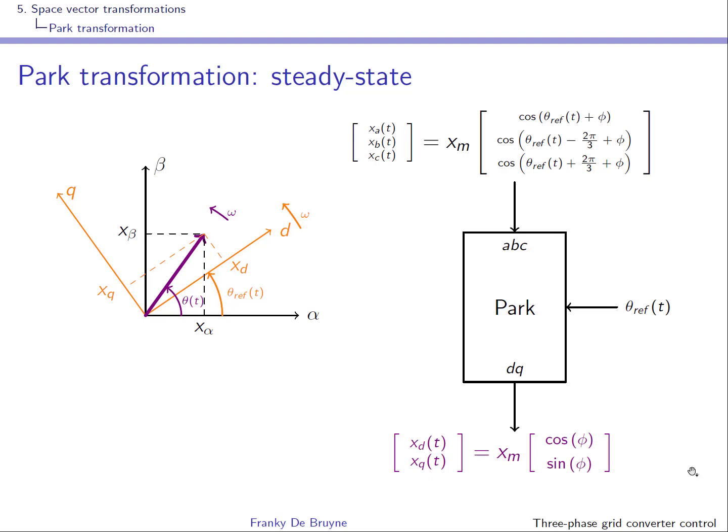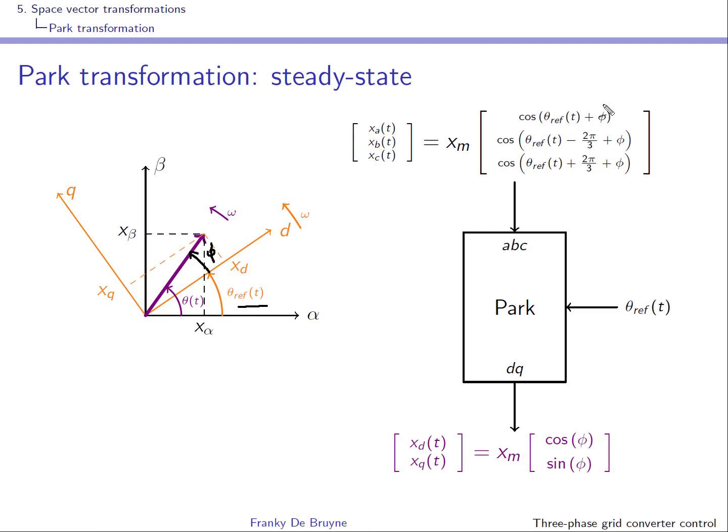Well, in this case we have a vector in purple and a reference frame in orange, and they are both turning at speed omega, the reference angle of the dq frame is theta ref, okay, and the reference angle of the vector is theta. So you can see that the difference between these two angles is phi over here.